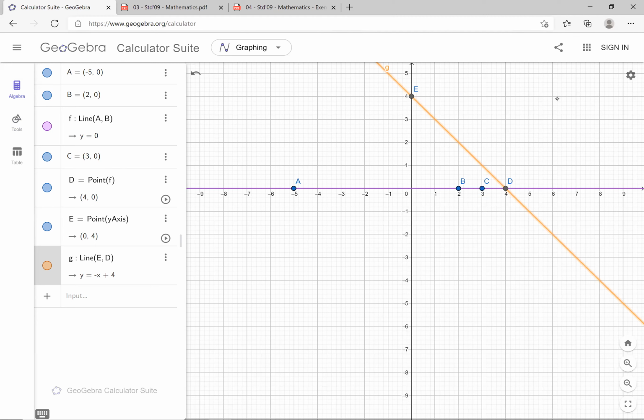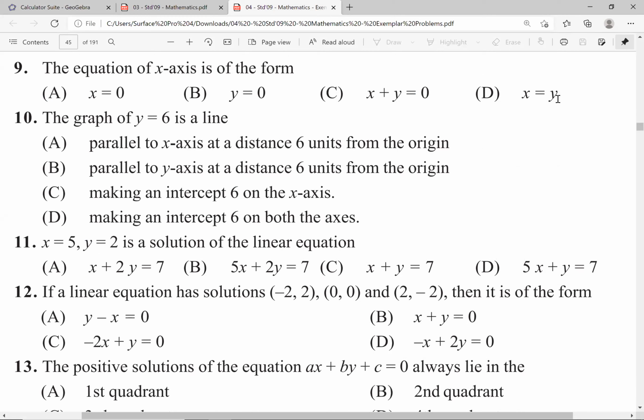Can you see the numbers? I hope you can zoom in and see the numbers. Yeah. It is 4. The y-intercept is 4. And what is the x-intercept? Ma'am, 4. Yes, x-intercept is also 4. So our question is talking about making an intercept on the x-axis. But if something makes an intercept on any of the axes, it means it crosses those axes, right?